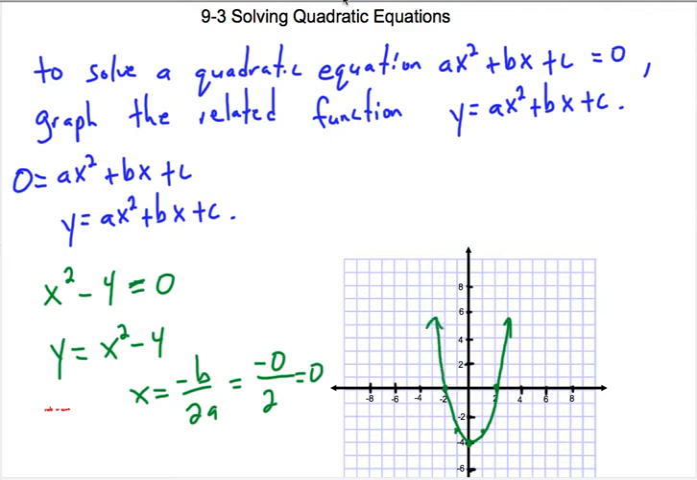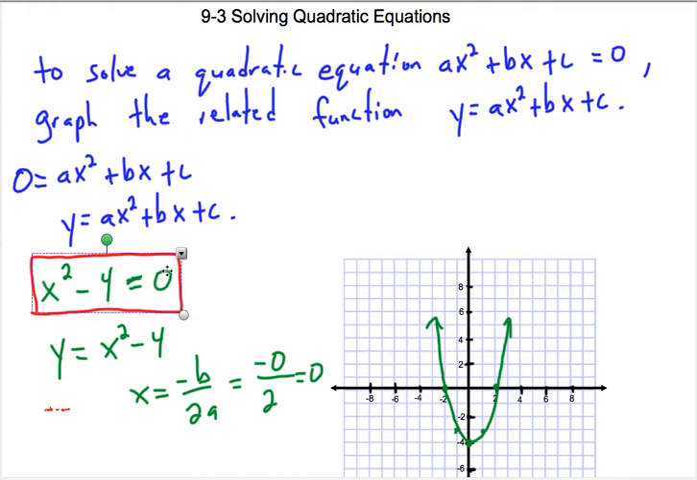Okay, now if we go back to the original equation, which is this, we're looking to figure out what x is when y equals 0. And so that 0 is taking the place of y. So when we look at the graph, what 2 points are here when y equals 0? Well, 2 and negative 2. So what we realize is that when x is 2 or negative 2, then this will solve the equation. Okay, these are called zeros or roots of the equation, which I wrote down here.